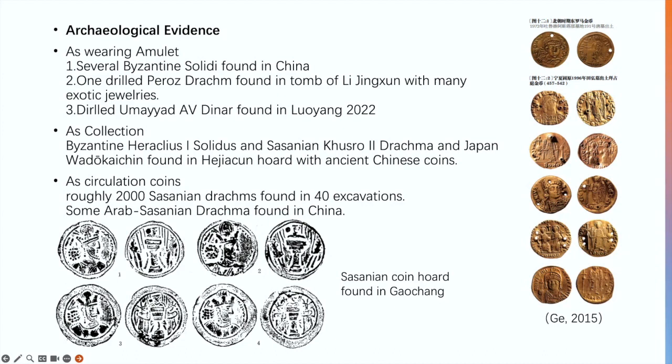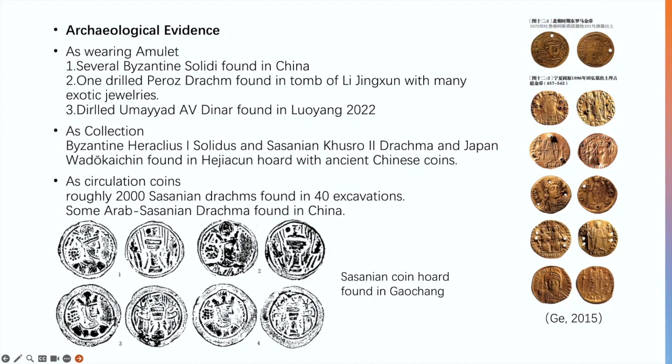And another interesting situation is in the Tang Dynasty, we dug out a hoard of a collector. A hoard found about 40 years ago contained a massive quantity of silver and gold objects, silver and gold Chinese cash coins, ancient Chinese coins, Byzantine solidi, Sasanian drachma, and the silver Japanese Wado Kaichin, the first Japanese coin. That means it must be a collection, someone collecting coins at that time.